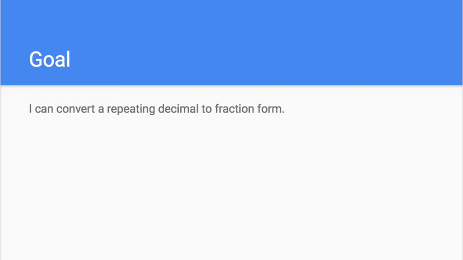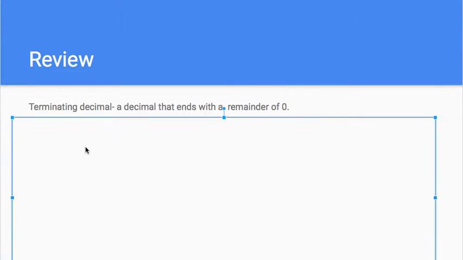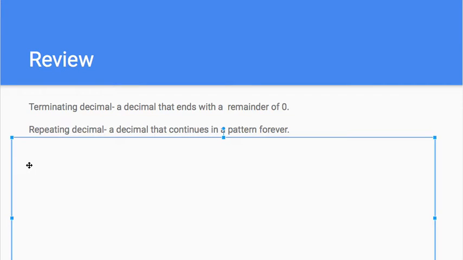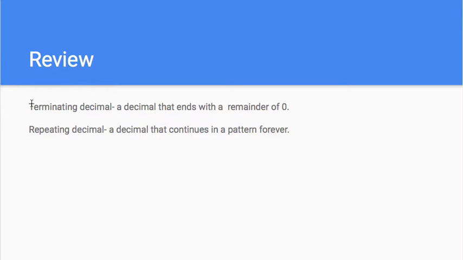Before we get started, there's a few terms and a process that I do want to review with you. First, we need to look at terminating decimals. A terminating decimal is a decimal that ends with a remainder of 0. Remember, to go from a fraction to a decimal, we take top divided by bottom. So let's say 7/8, I would do 7 divided by 8. Eventually that's going to come out to be a remainder of 0. The decimal stops.